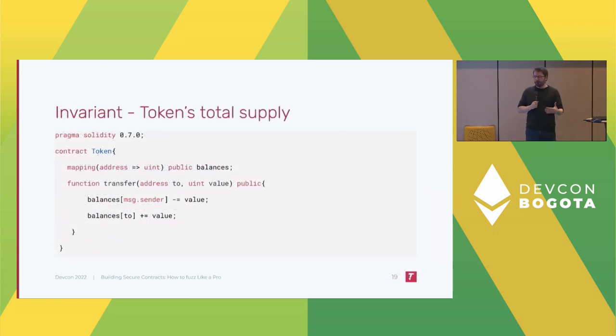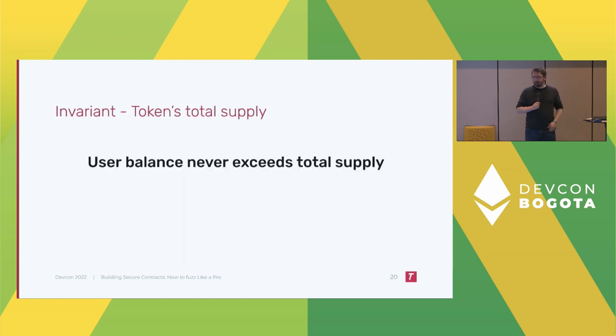Okay, I was talking about invariants. Let's say you have an ERC20 token. It has a balance. You can transfer tokens. What would be an invariant? An invariant could be that, if you have a total supply, no user in the system should have more tokens than the total supply, right? If you have 10 million tokens and a user has 20 million, yeah, something is wrong.